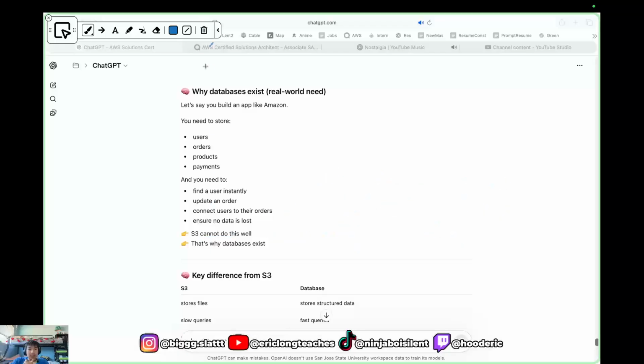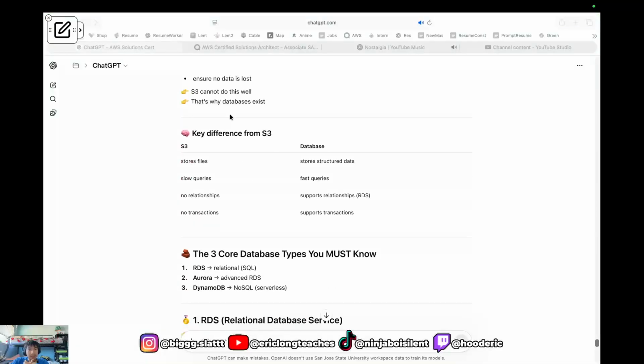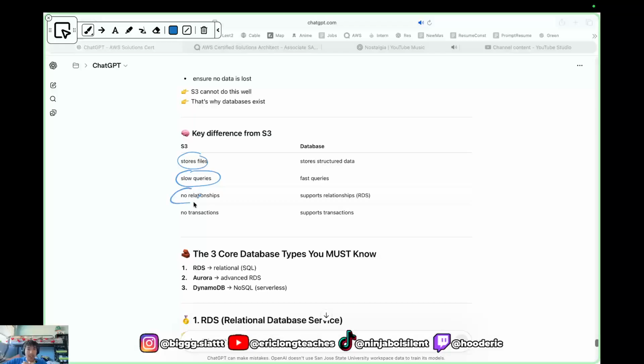So let's go ahead and try to figure out the difference between these two so you guys could get a good idea. S3 just stores files and it has slow queries. There's no relationship between the data and there's no transactions. But databases store that data in a structured way, have fast lookups, support relationships, and support transactions.